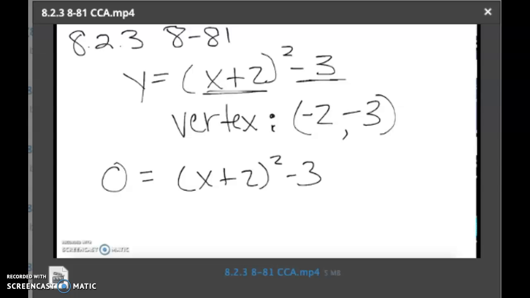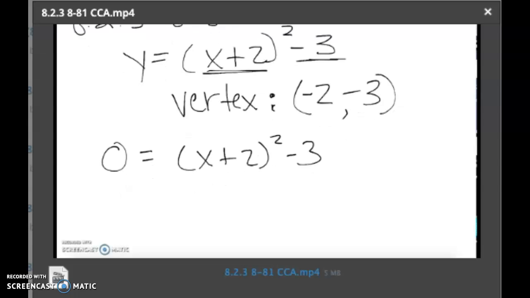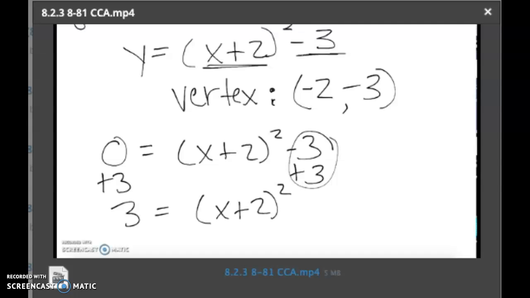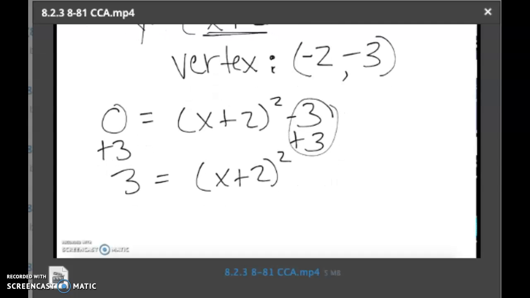All right, so I need to get x alone, so the first thing I'm going to do is start by adding 3 to both sides. So I get 3 equal to x plus 2 quantity squared. And then I just need to keep undoing what's happening to x, so I need to undo that square by taking the square root, and I want to do it to both sides to keep it balanced. So on the right, the square root undoes the square. So I get x plus 2 on the right-hand side.